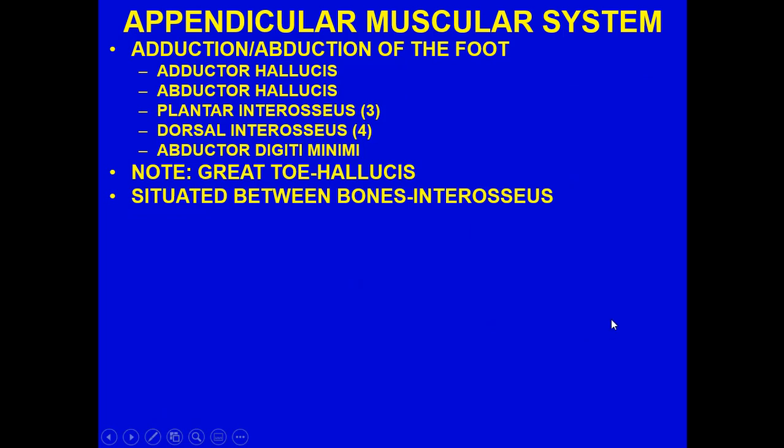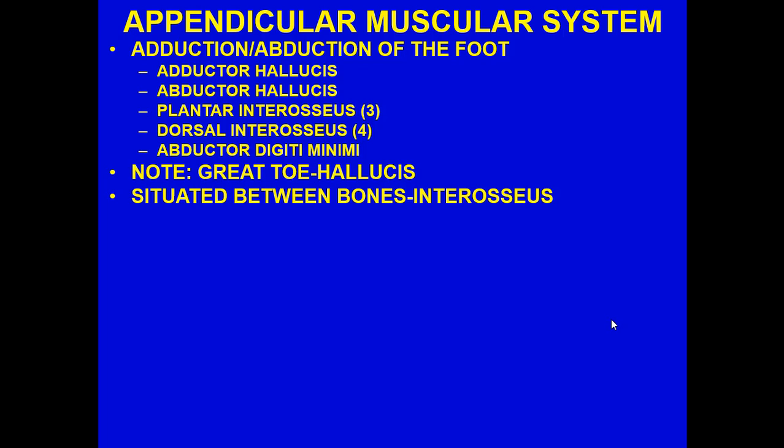Now, the only other thing we have to really talk about for a second is adduction and abduction of the foot. We have the abductor hallucis, the adductor hallucis, the plantar interossei, there's only 3 of them, the dorsal interossei, there's 4 of them, and then the abductor digiti minimi.